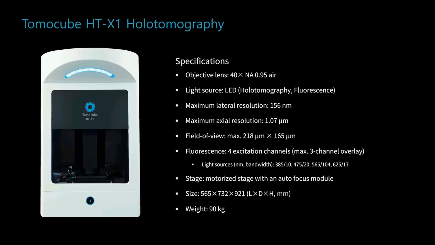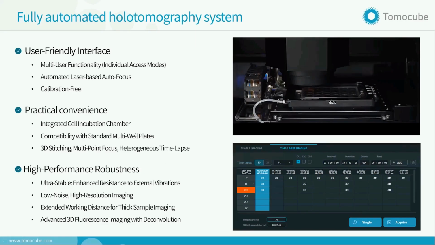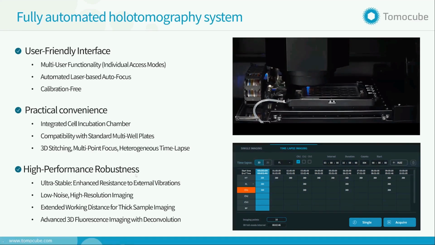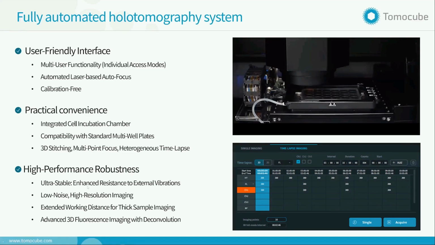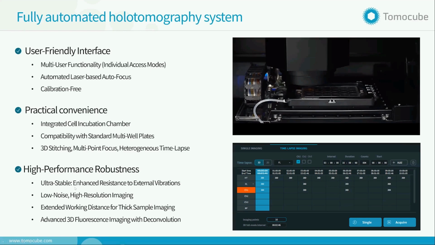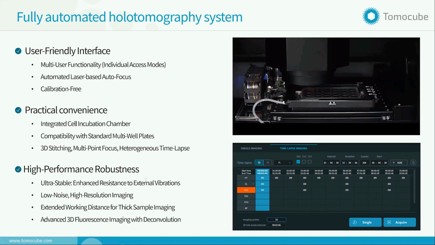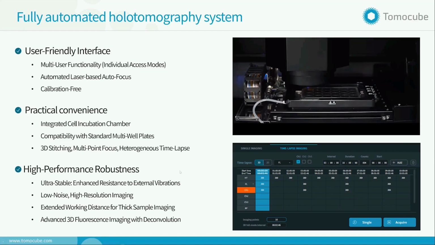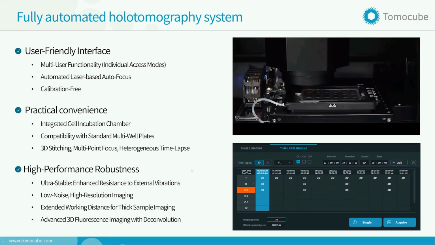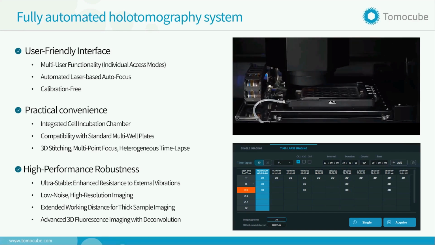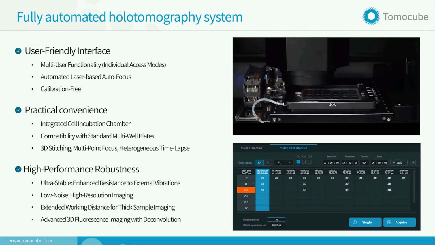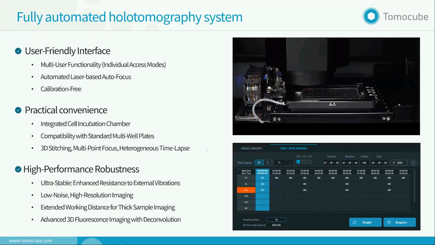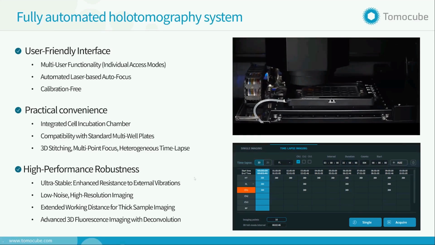So you can just measure the cell over time, because the CO2, temperature, and humidity are controlled and maintained over time. There are several features such as a user-friendly interface, practical convenience, and high performance robustness. For example, you don't have to prepare a special anti-vibration table, because our system is ultra stable. It has enhanced resistance to external vibration, so you can just place our HTX1 system on a rigid table and keep measuring various intriguing biological studies.